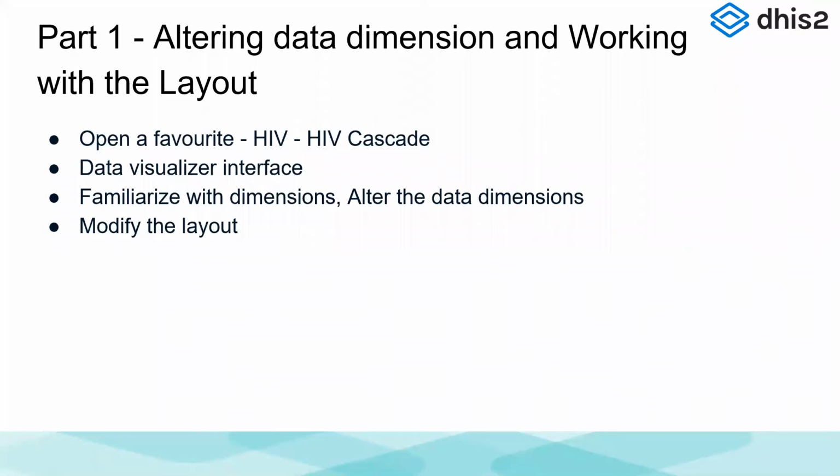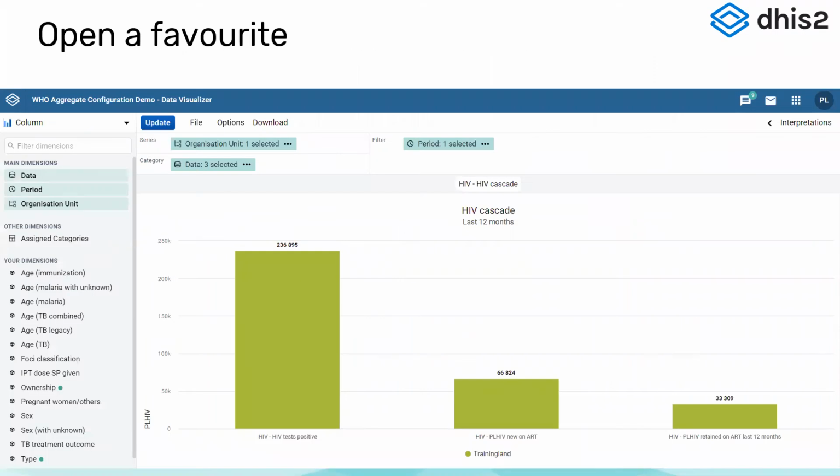So we'll start with opening a chart and then looking at the interface. So part one will be basically how to open a favorite. That is, we are using this HIV cascade favorite. And then we'll see what are the things in the interface and how to choose, how to alter the dimensions and about the layout. So I'll be going to the demo now.